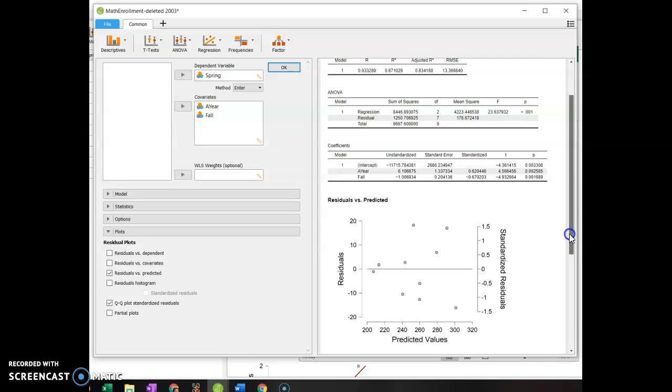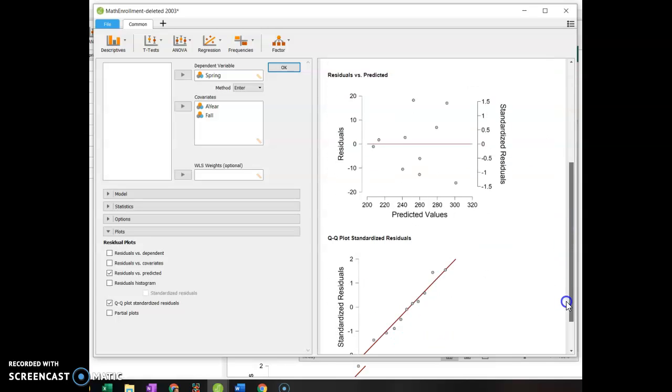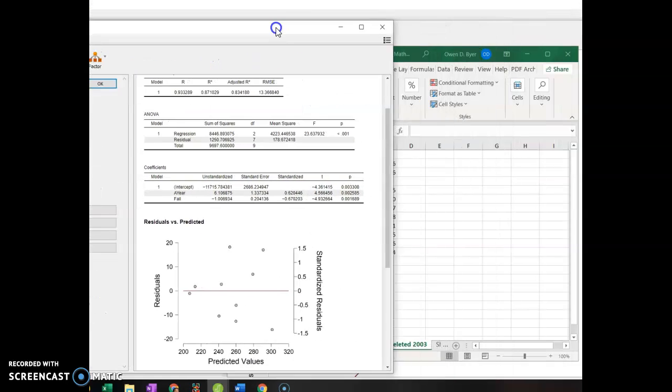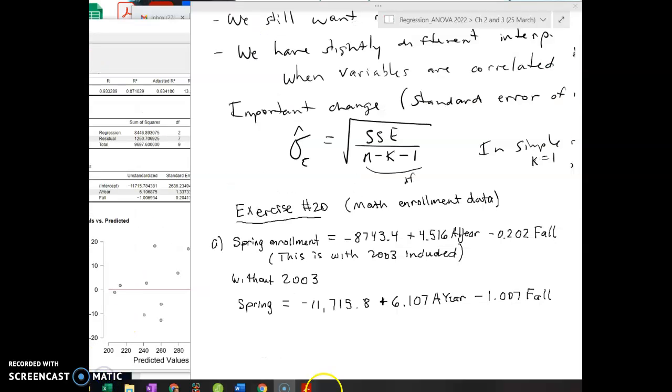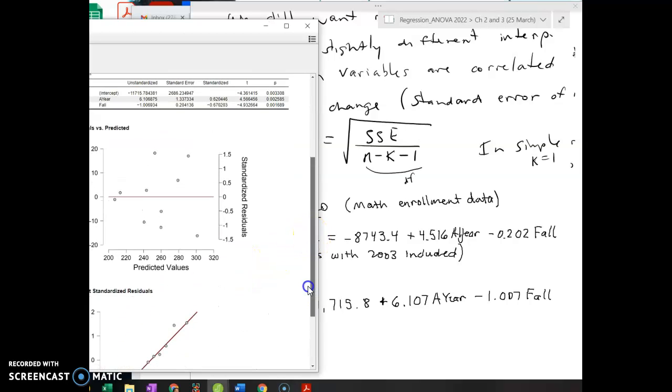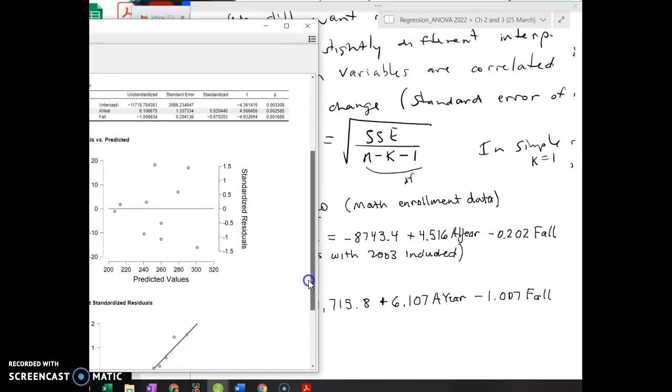A little better spread on the residuals. Q plot looks pretty good. And I will jot down the regression equation here. So here I wrote the new equation, intercept of negative 11,716 plus about 6 times the year minus 1 times the fall enrollment. Those numbers are hard to interpret really. It's a crazy y-intercept. But the residuals are really nice here, and the plot fit well. So this was much better than when we only used one variable, the fall, to predict it.